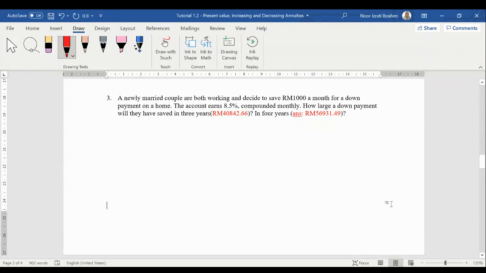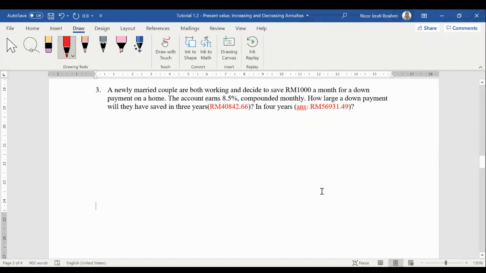Question number 3. A newly married couple are both working and decide to save 1,000 a month for a down payment on a home. The account earns 8.5% compounded monthly. How large a down payment will they save in 3 years or in 4 years? So again, there are two questions here with different T. The first one is T equals 3. The second one is T equals 4.